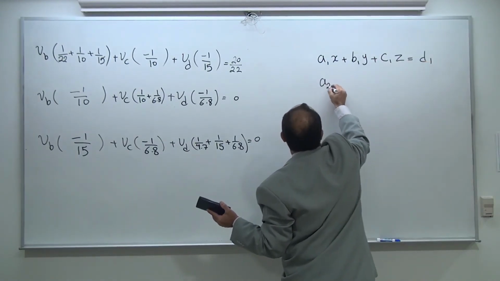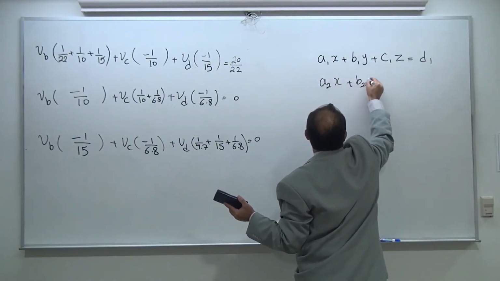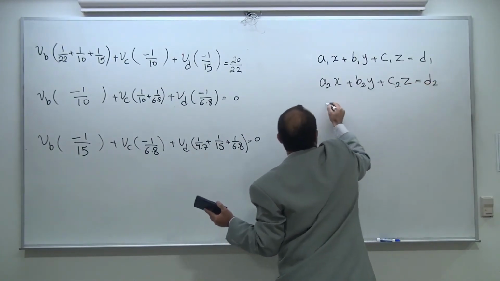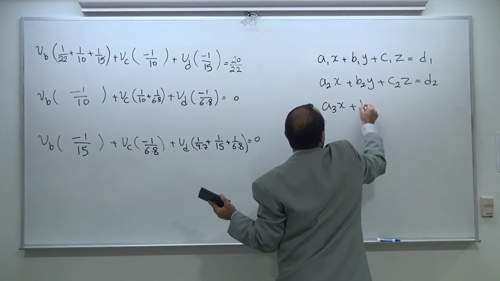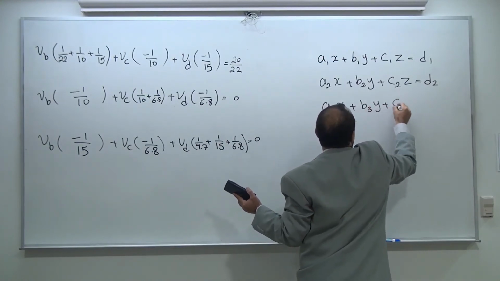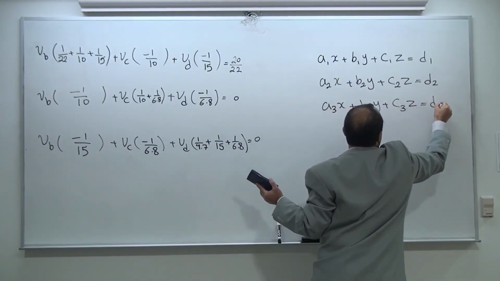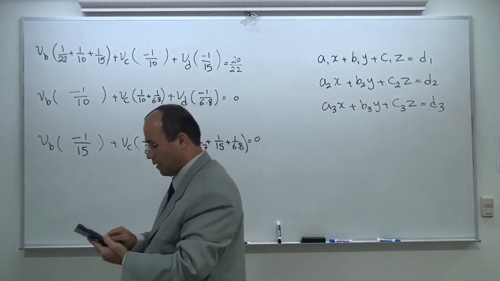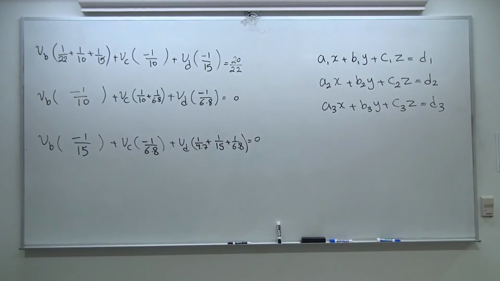Then you have A2x, B2y, C2z, D2. Then you have A3x, B3y, C3z, D3. This is the shape it's asking you to do. Okay? Let's try this one more time.